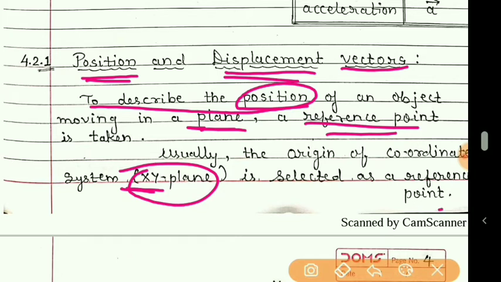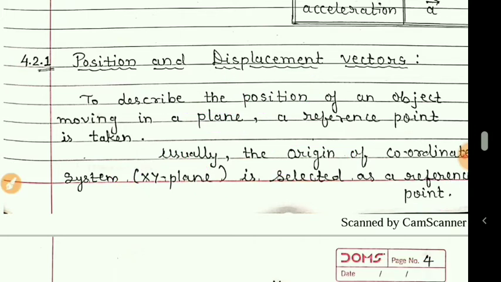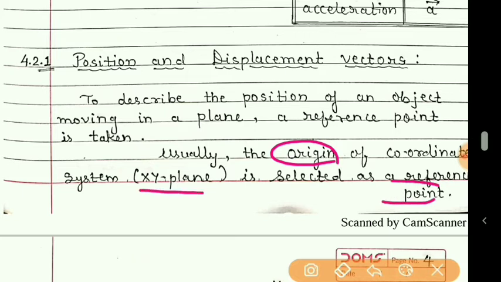A reference point is needed to show the position. Reference point means point of observation. But when we take the xy plane, the reference point is generally taken as the origin of that coordinate system, that is the xy coordinate system. So origin is considered as a reference point in the xy coordinate system.